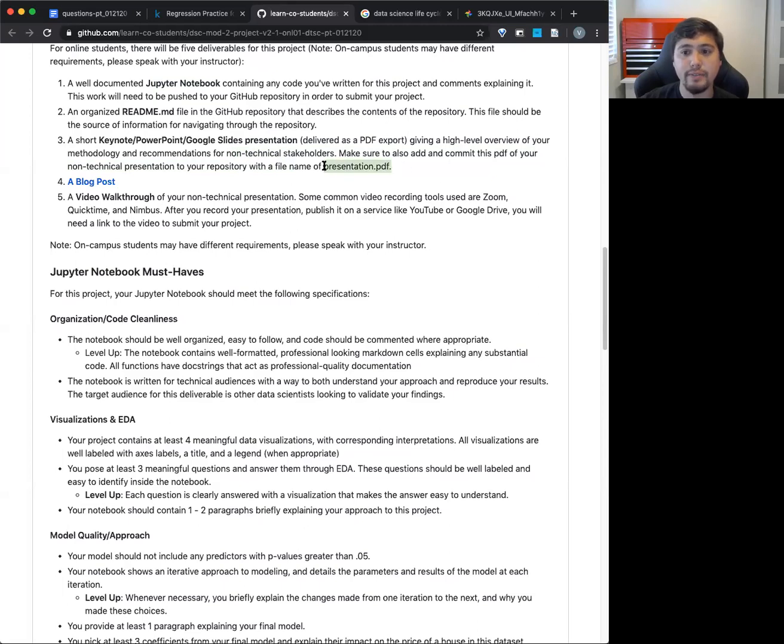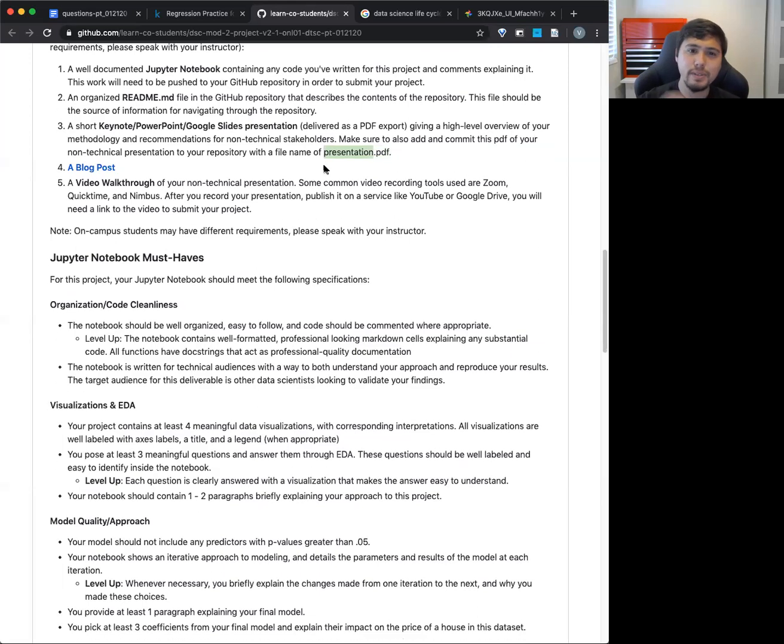Just make sure it's a PDF, preferably PDF, just because it's easy for anyone to look at. They don't have to download it. They don't have to worry about having specific software. If you use PowerPoint or Keynote or whatever you use, if they can't easily access it, it's going to be harder for them to do. So it's easy to just do a PDF.